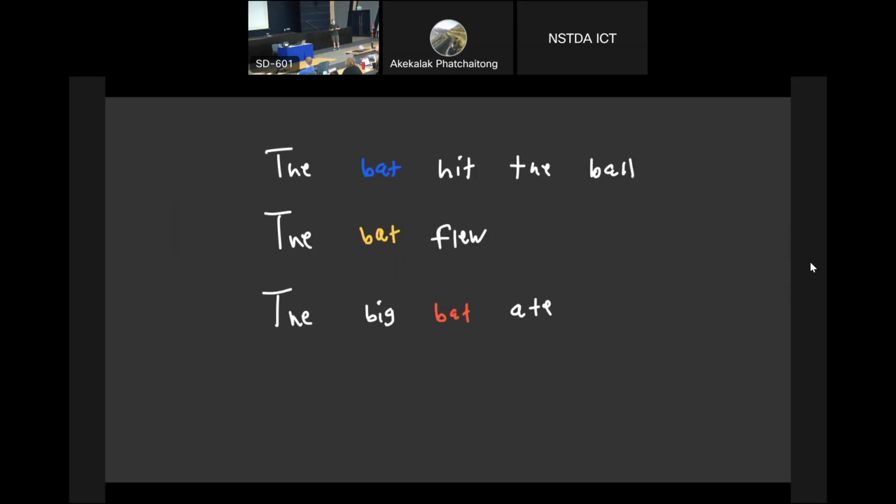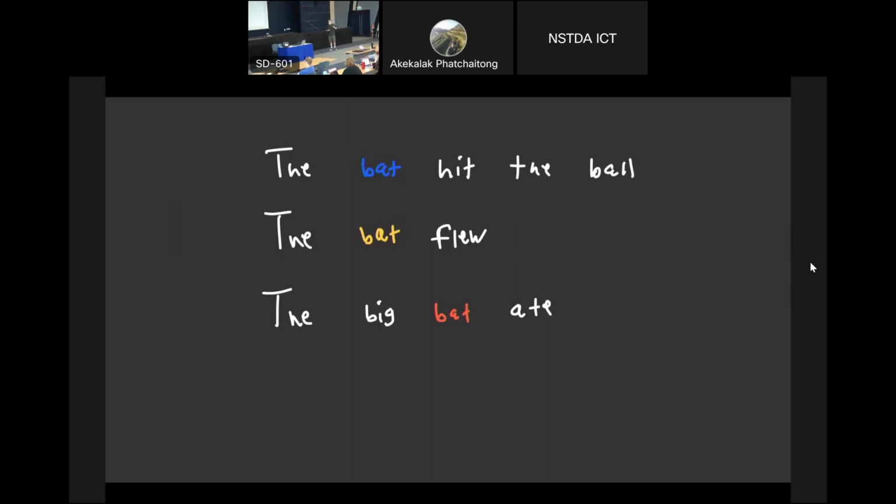What type of bat is it? It's a big bat, and it's eating. And so we have this additional information about this bat that we don't have about this bat. And so although I would want this bat to be very similar to this bat, they're very similar, they are a little bit different. We have additional context which tells us more information about this bat than this bat.